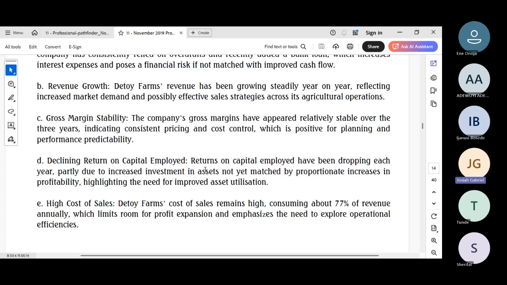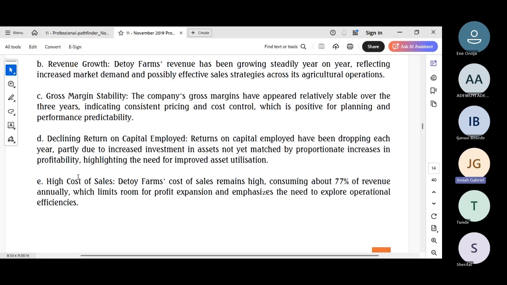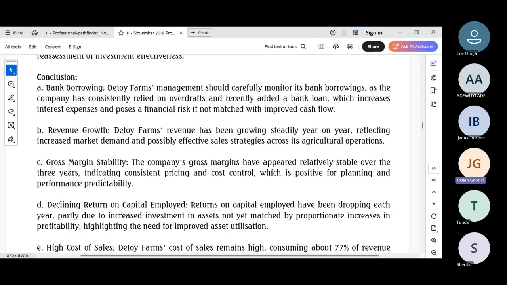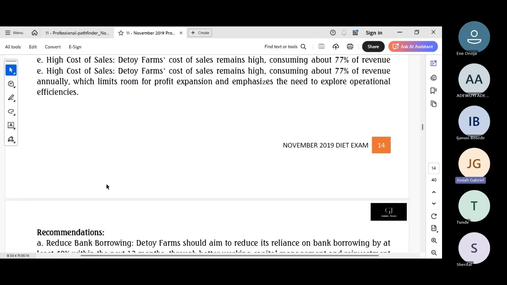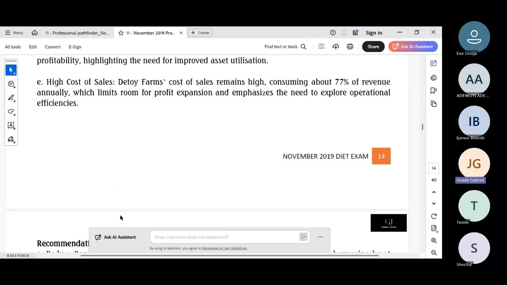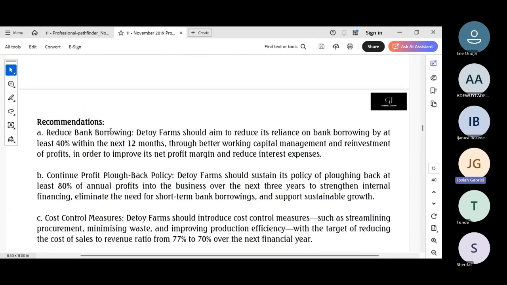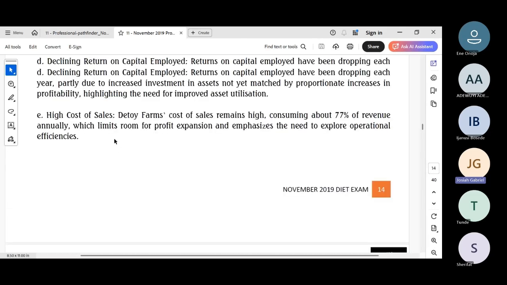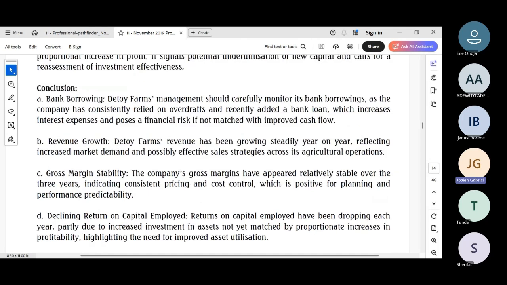It's declining based on our computation. 5, high cost of sales. Though we said the cost of sales remain high, consuming about 77% of revenue annually, there's still room for profit expansion, and we need to. So we are concluding on 5 of these items. Then what is our recommendation based on this conclusion? We said the first recommendation is to reduce bank borrowing. We are addressing the first conclusion, which I said is the statement of the problem.